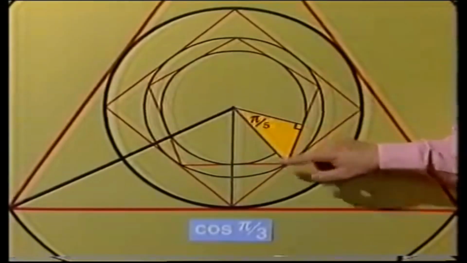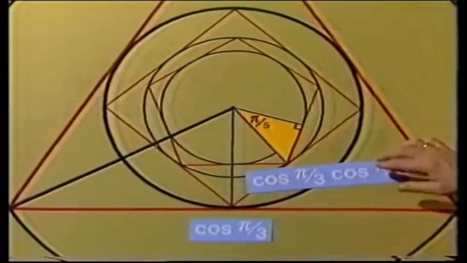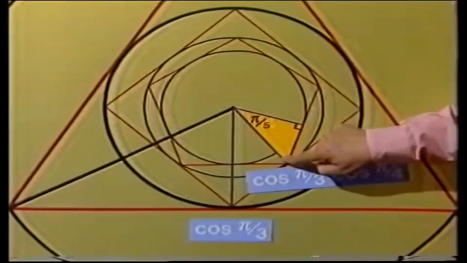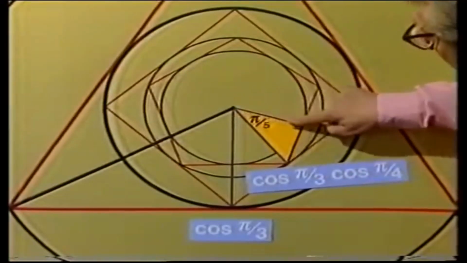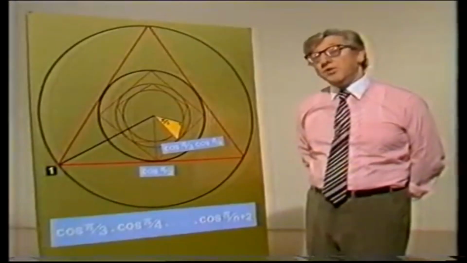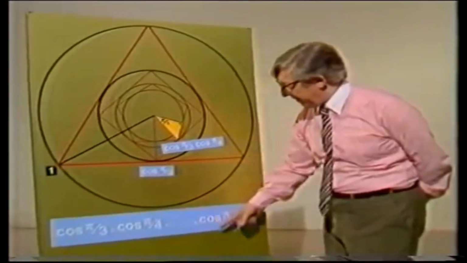This radius, then, is cos pi by 3 times cos pi by 4. So the next radius is cos pi by 3 times cos pi by 4 times cos pi by 5, because we have a regular five-sided polygon. So the general term of the sequence is, again, a product of cosines.